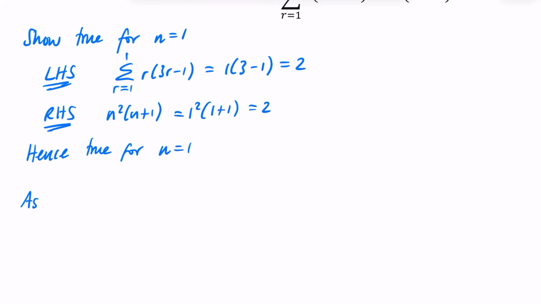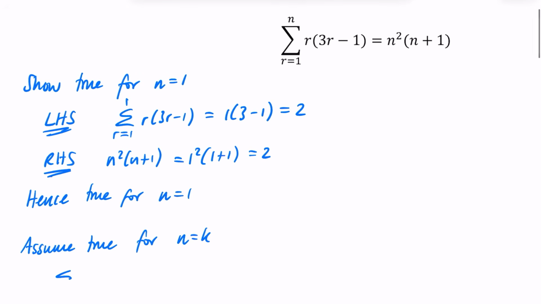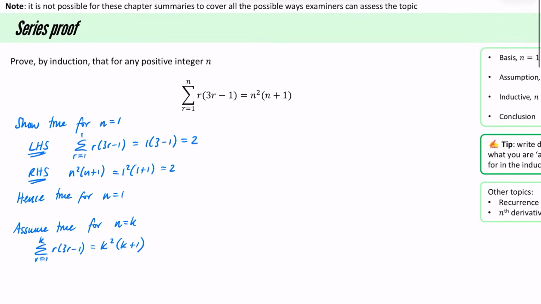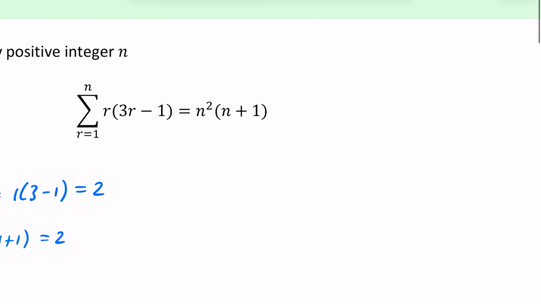Now, we'll do the assumption step. We are going to assume that this is true for n equals k. In other words, the sum from r equals 1 to k of r(3r minus 1) is equal to k squared times (k plus 1). Now what we're going to try and do is the inductive step. We're going to show that it's true for n equals k plus 1.